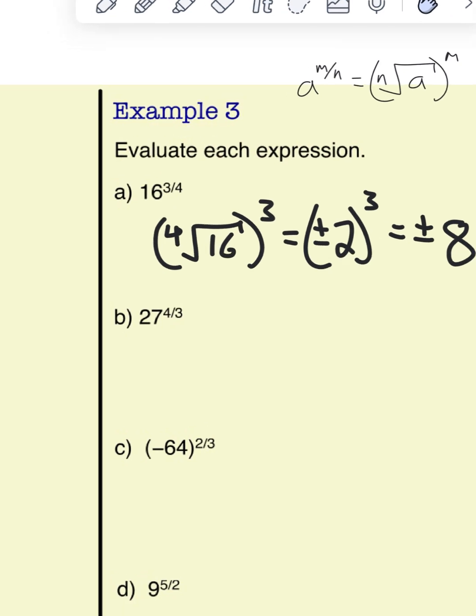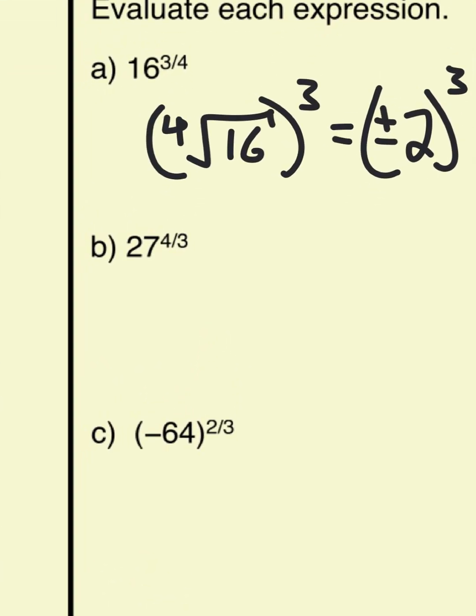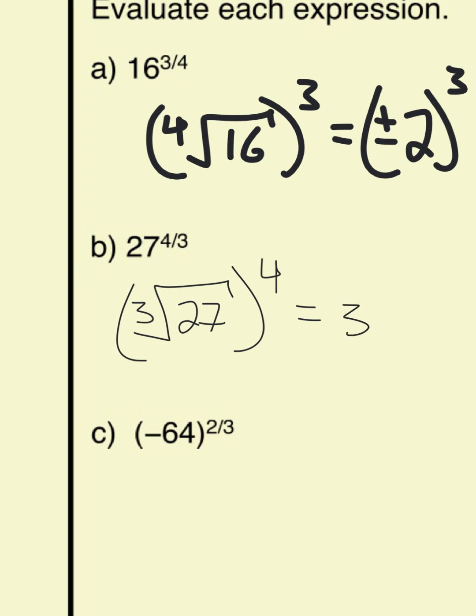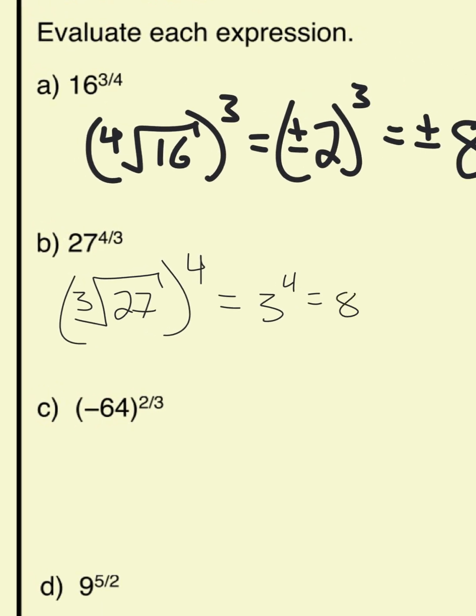All right, 27 to the power of 4/3. We would take the 3rd root of 27 and then put it to the power of 4. The 3rd root of 27 is positive 3. I know it's positive because it's an odd root. 3 to the power of 4 is 81.